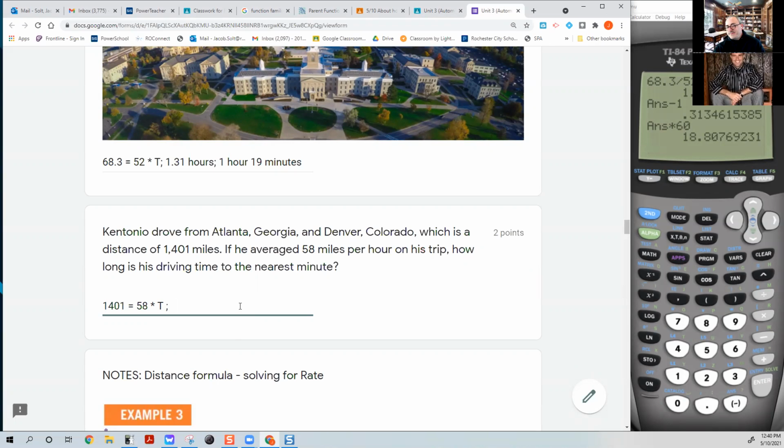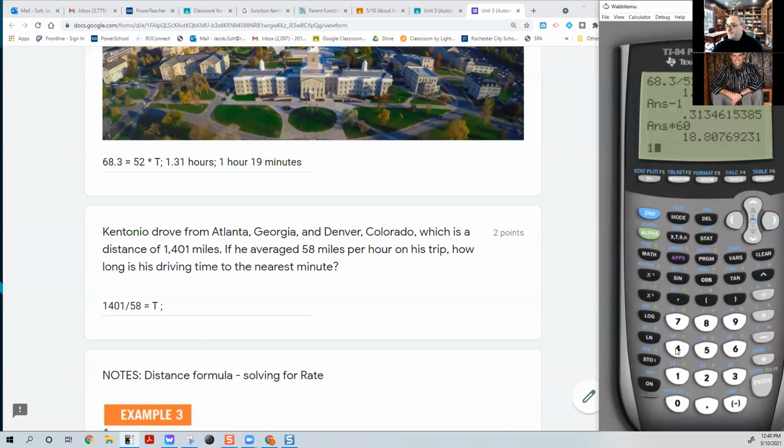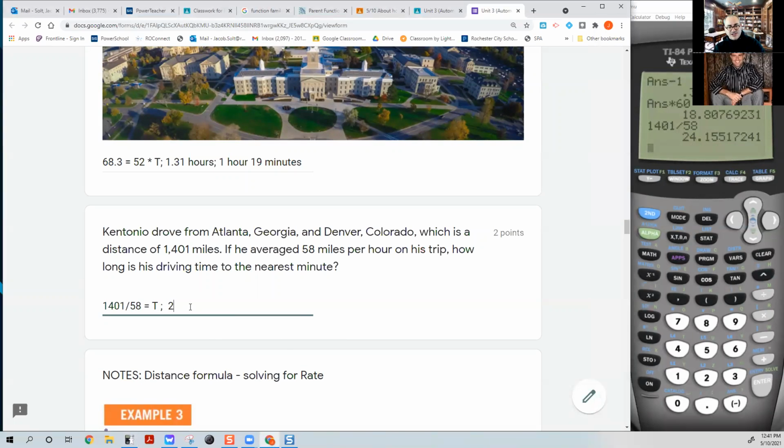All right. So I want to find out what the time is to the nearest minute. So how do I undo multiply by 58? I'm multiplying by 58 times time. I want to undo that to get time by itself. Well, I'm going to divide by 58. Dividing by 58 will undo the multiplication by 58. But if I do it over here, I have to do it on the other side too. So I divide by 58 over here to find out what T is. 1,401 divided by 58 gives me, wow, 24.1 and some change.